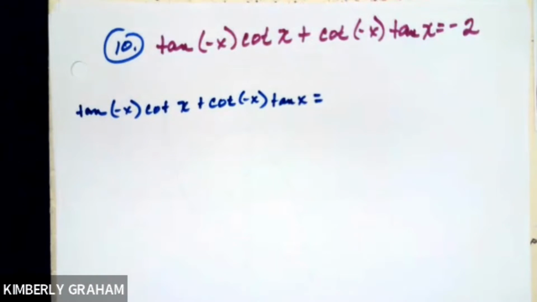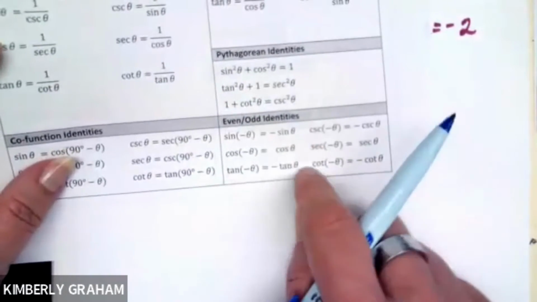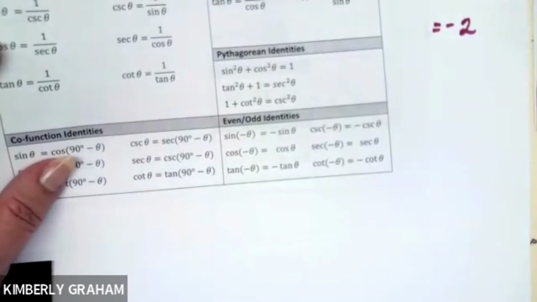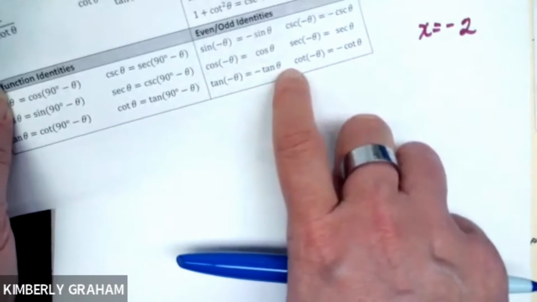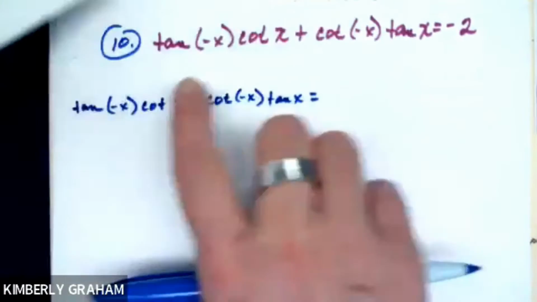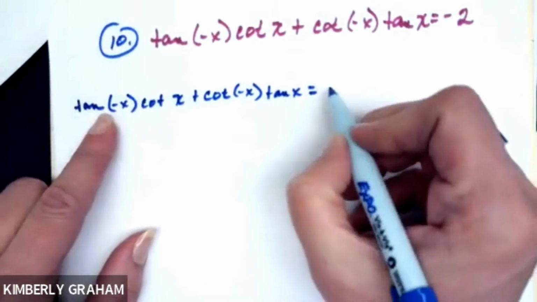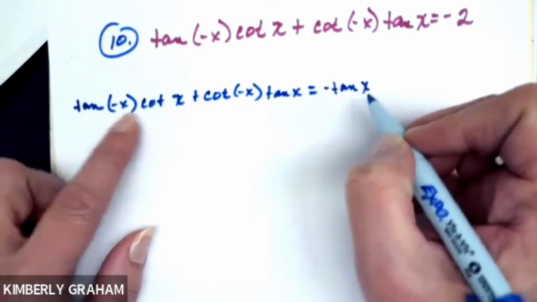So I look at my reference sheet and find on the bottom of the front, there's my even odd identities. And this tells me that tan of negative theta equals negative tan theta, right? Theta, x, same thing, right? So I need a negative out front here. So I have negative tan x.